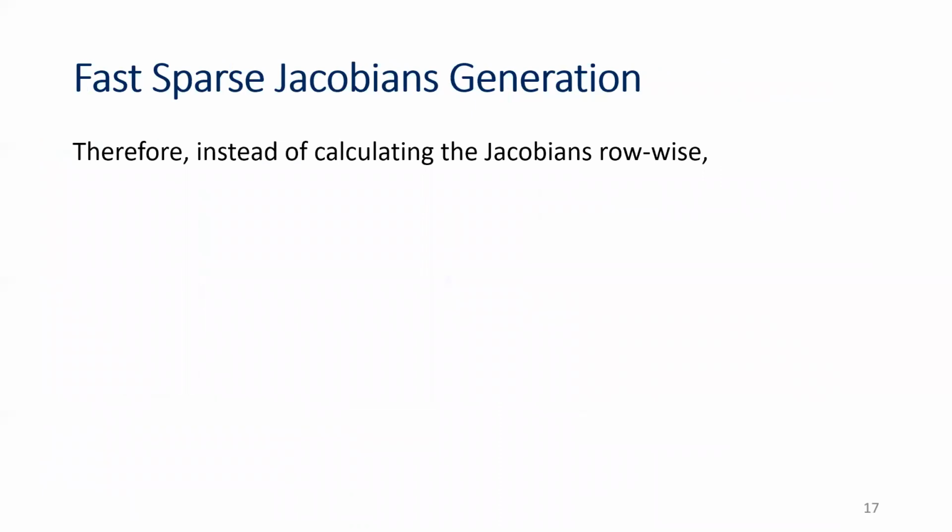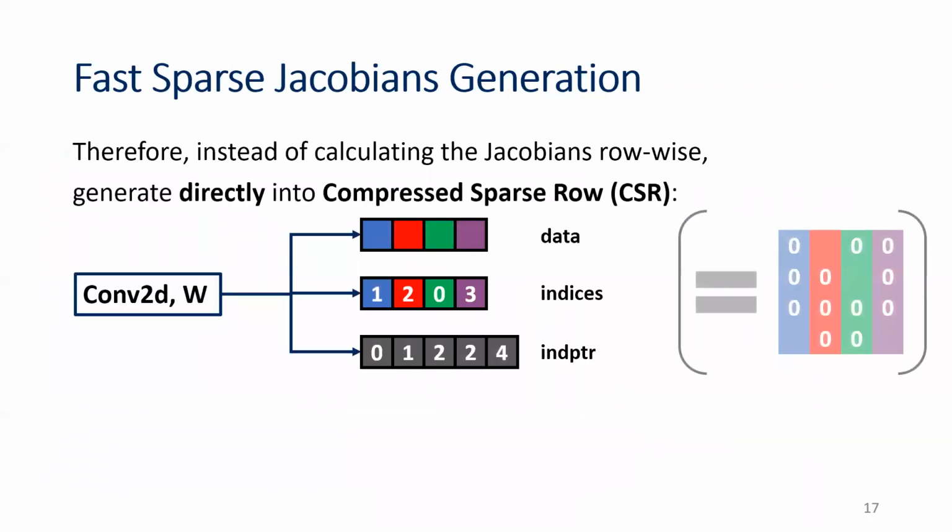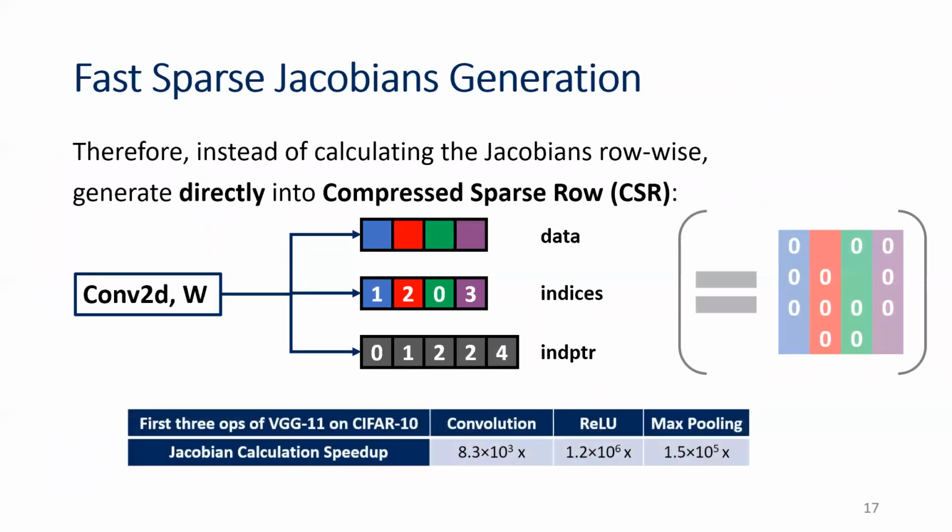And instead of generating the Jacobian row by row, we develop an analytical routine that generates them directly into sparse formats such as CSR, and that leads to a very significant speedup. Now that we've finished talking about the method itself, let's take a look at how we can evaluate it.